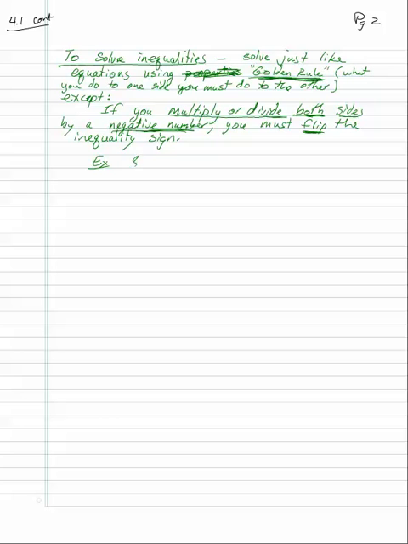So for example, if I ask you to solve 3x plus 5 is less than 10, you're going to do just like an equation to get x by itself. You're going to subtract 5 from both sides. You get 3x is less than 5. Divide both sides by 3, and you get x is less than 5/3. And you're done. Okay?